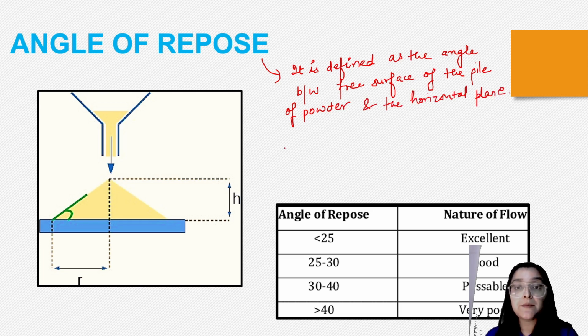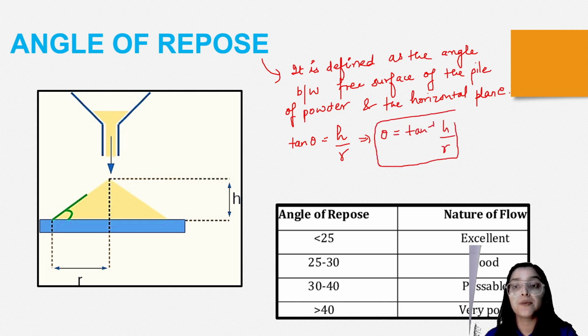It is represented as tan theta equals h by r, where h is the height of the pile and r is the radius of the pile. Now the theta will be what? It will be tan inverse h by r. This is your angle of repose.